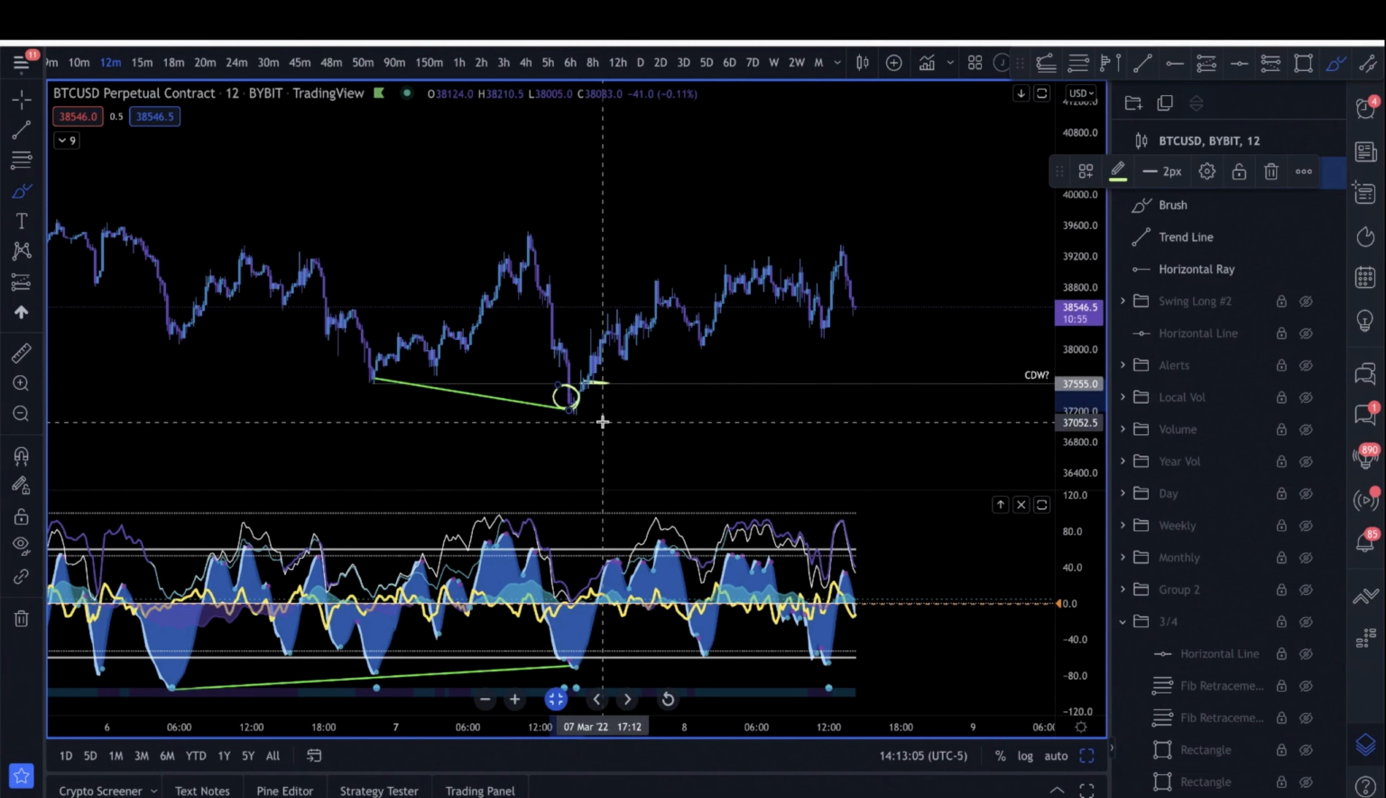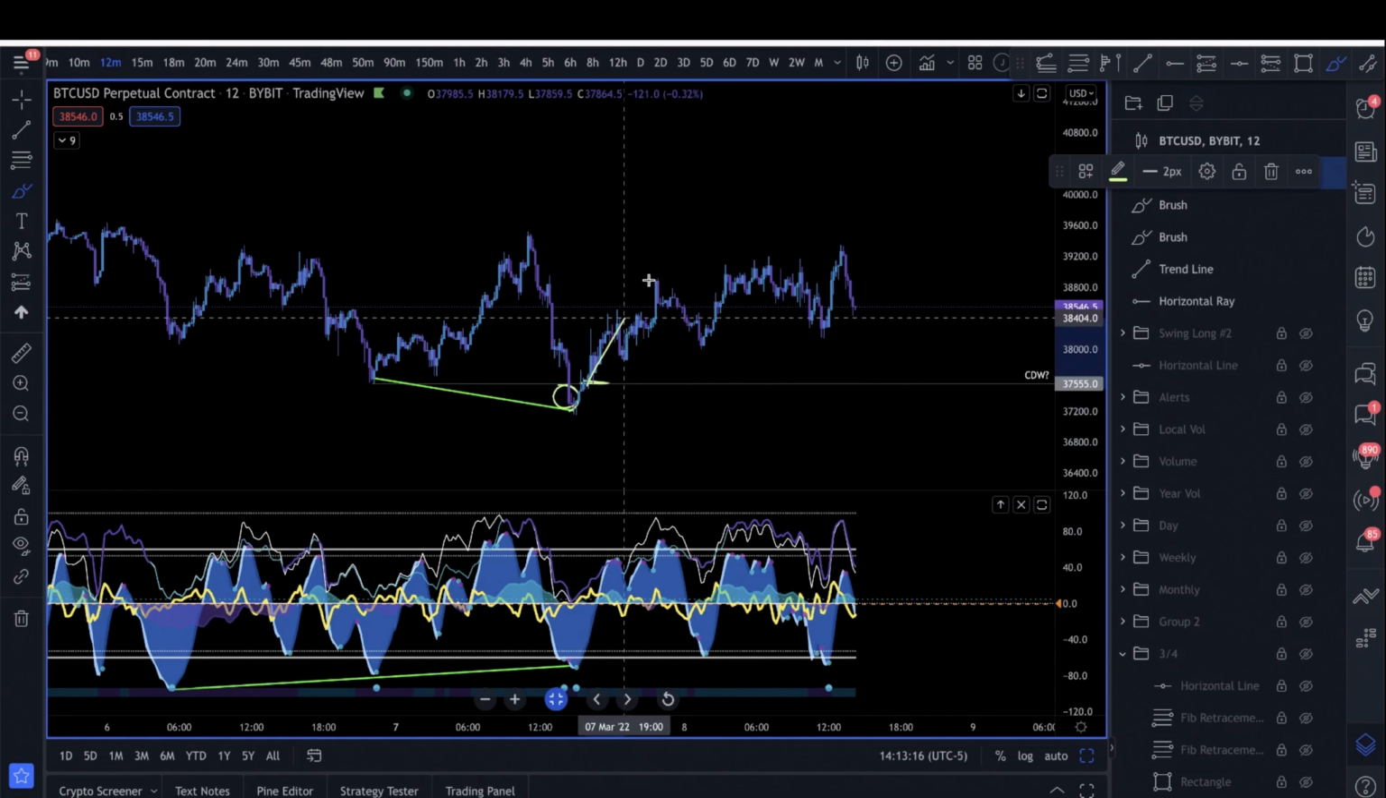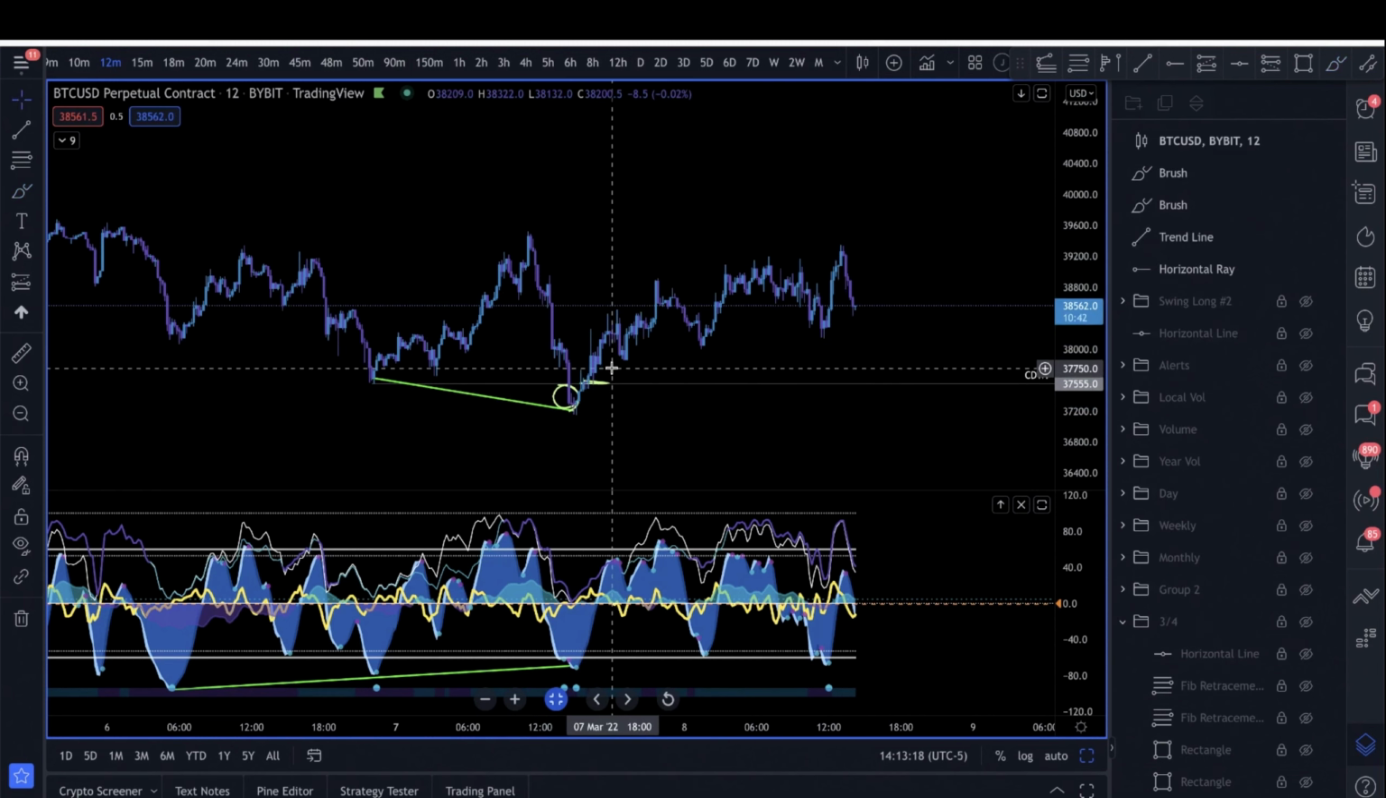Which means they have two options. Either they have to hold their trade in the red, or they have to close out their trade. If they close out their trade, it will push the price up.